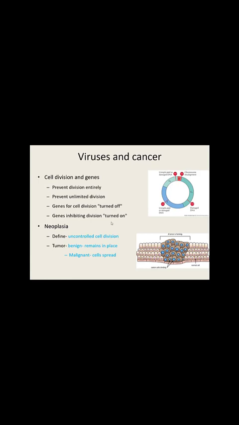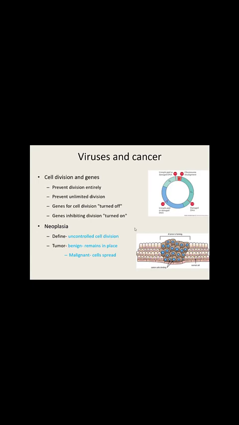Now, there's two kinds of tumors, a benign tumor and a malignant tumor, and if you had to choose a tumor to have, you would always want the benign, because it means that those uncontrolled cells are staying in one place in the body, which means you could physically, surgically remove it.